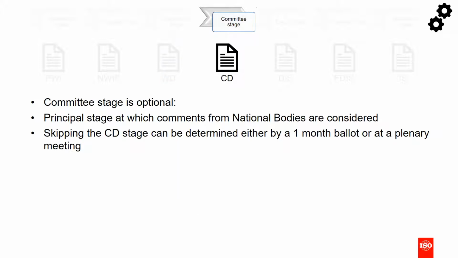The committee stage is optional, but in many cases, it is a key stage of consensus building when comments from national bodies are considered. Skipping the committee stage requires a 1-month ballot, or it needs to be agreed during a plenary meeting.